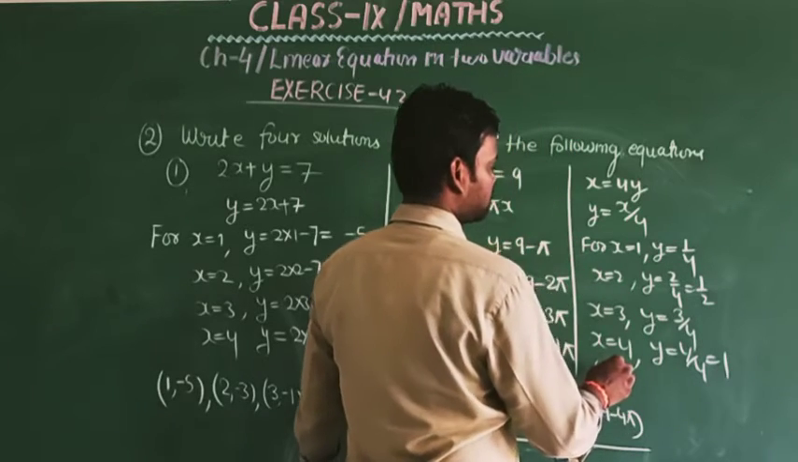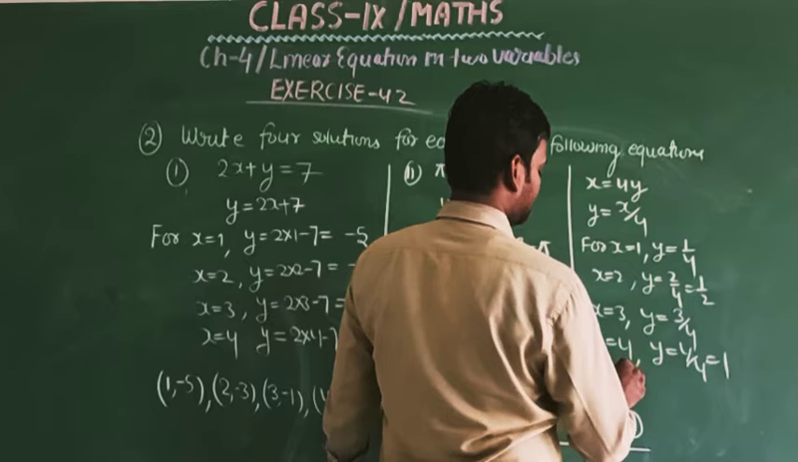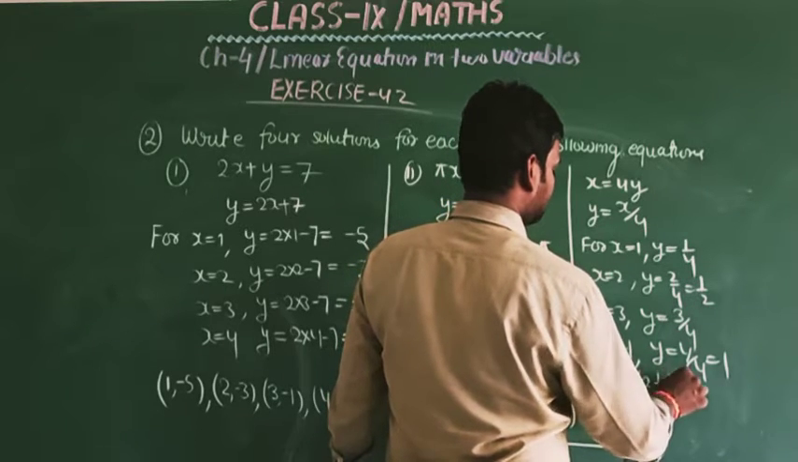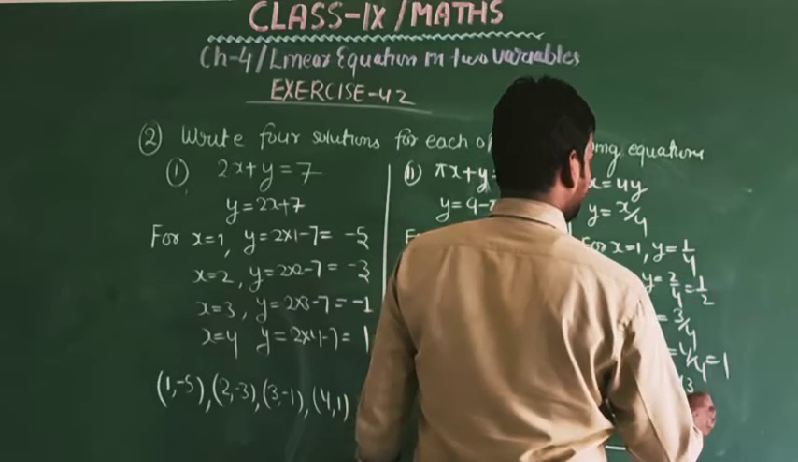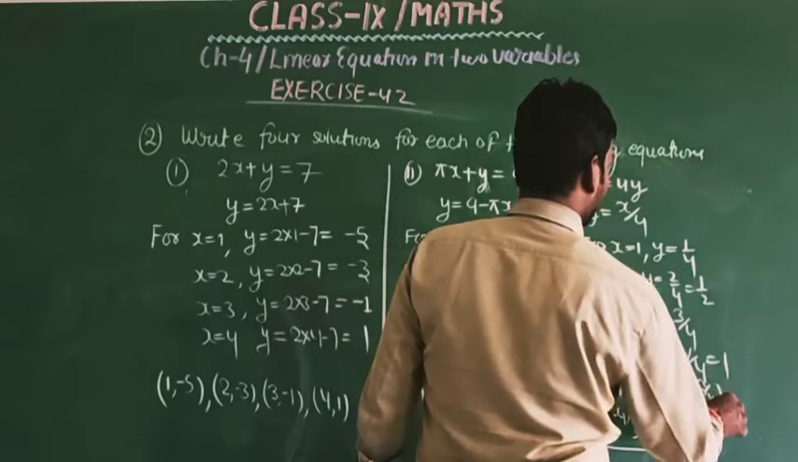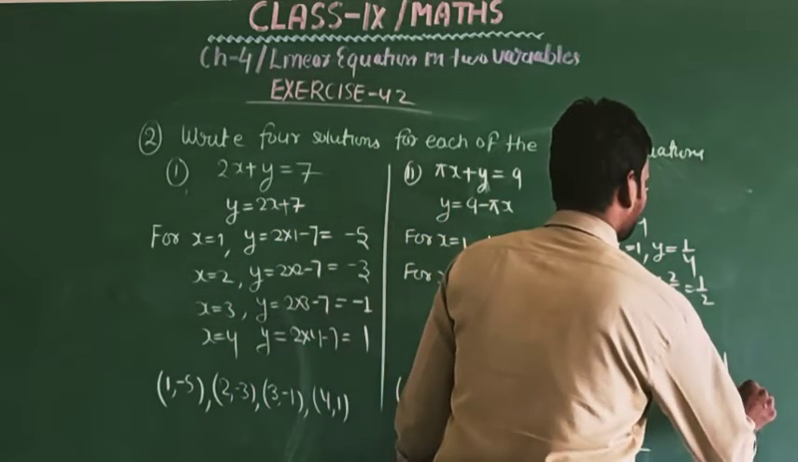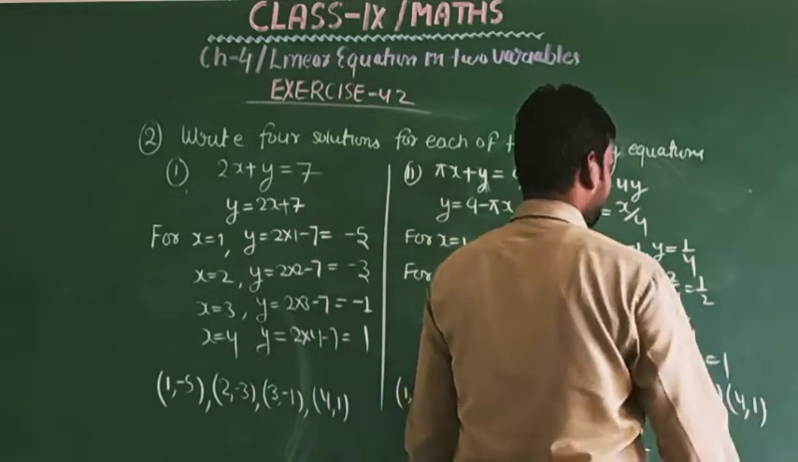Thus the required four solutions are 1 comma 1 by 4, 2 comma 1 by 2, 3 comma 3 by 4, and next 4 comma 1. Okay.